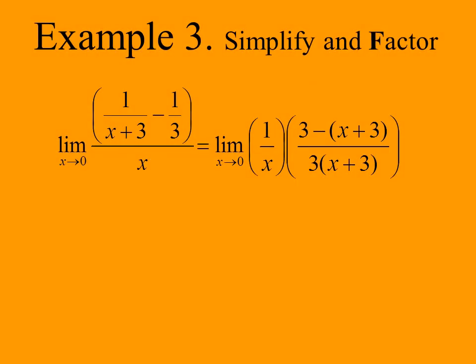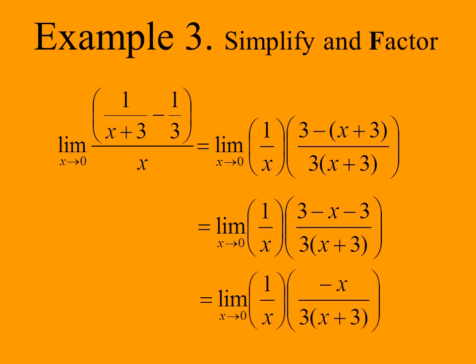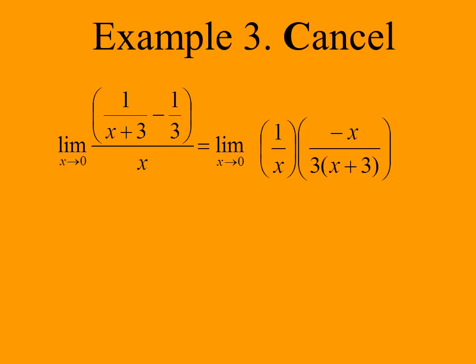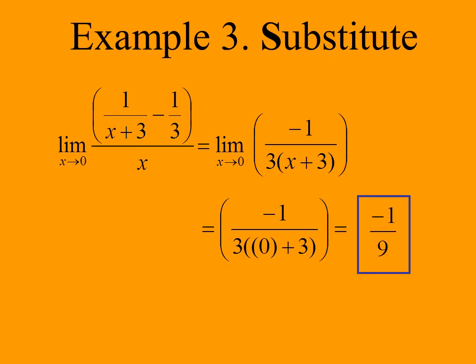We distribute the negative sign in the numerator. Next, we simplify the numerator, and this leads to the factoring of the numerator. We cancel the factor x in the numerator and denominator. We have now removed the factor of x in the denominator, which, up to this point, stopped us from substituting in x equals 0. We are now ready for the last step of F.C.S. Finally, we substitute in x equals 0. Simplifying and putting a square around the result, we see that the answer is negative 1/9.